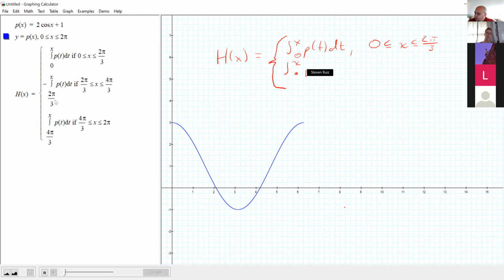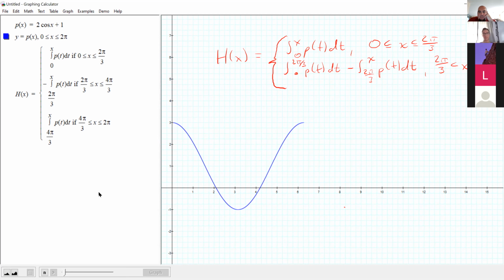Not from 0 to x, I'm sorry. In this second interval, I'm assuming that I went all the way through that interval. So I went from 0 to 2 pi over 3 of p of t dt, and then minus the integral from 2 pi over 3 to x of p of t dt. And that's for this interval, 2 pi over 3 less than x, less than or equal to 4 pi over 3. Does it make sense why I have to do that?